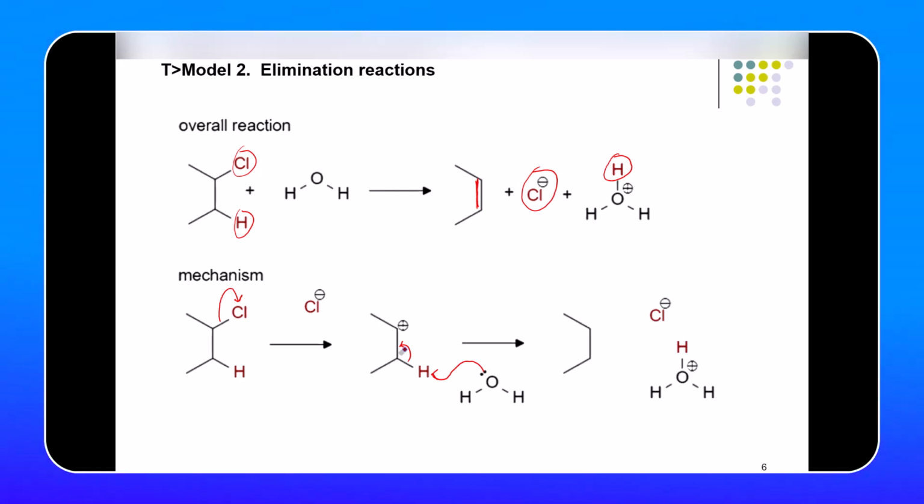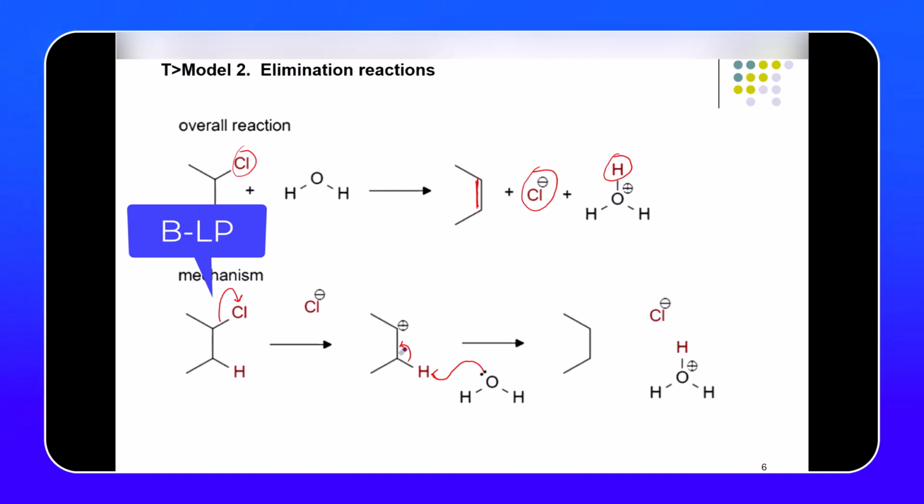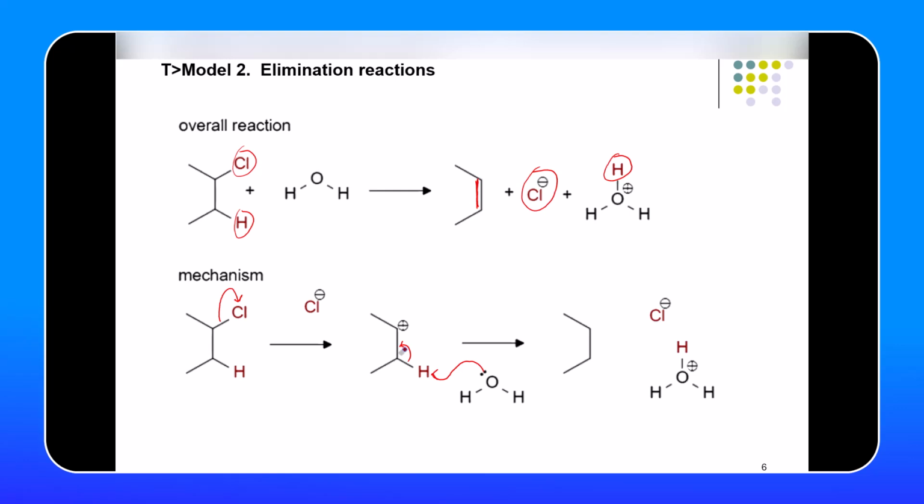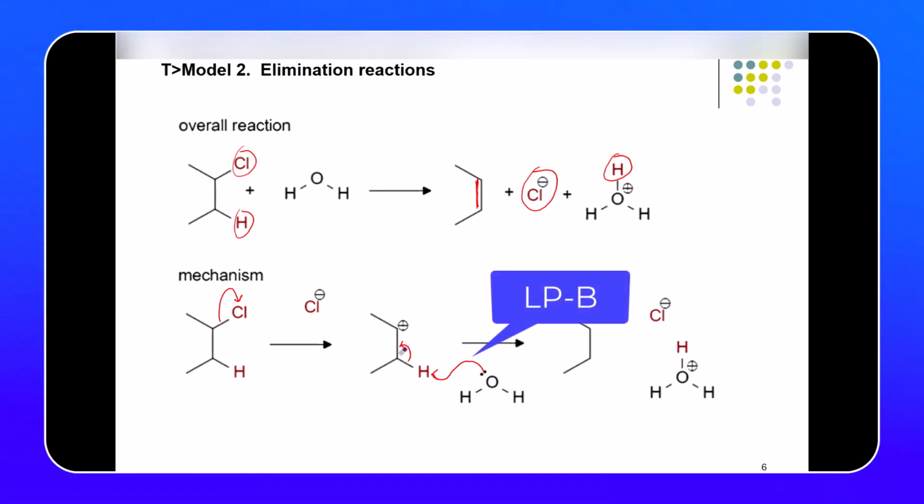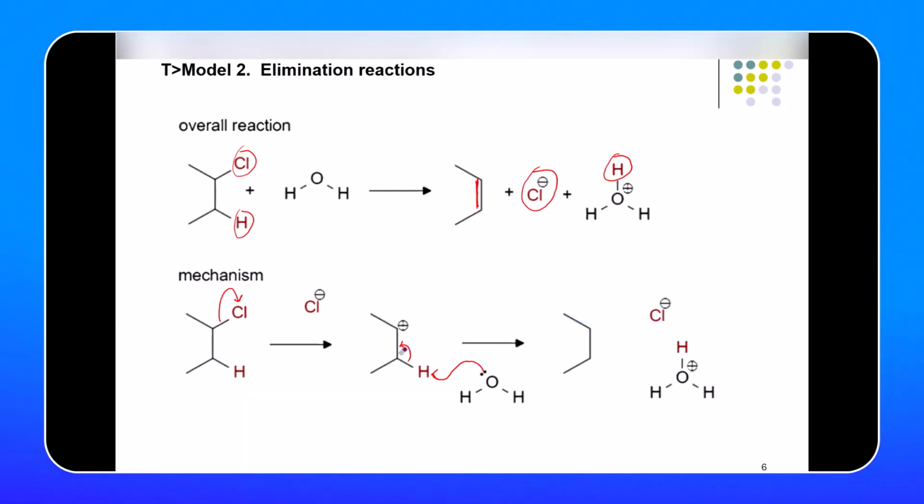So again, the chloride leaves. That would have been bond to lone pair. And then we have the water molecule with its lone pair of electrons, the oxygen, making a bond, lone pair to bond. And then finally, we have bond to bond. And so I should, of course, write in this pi bond right there.